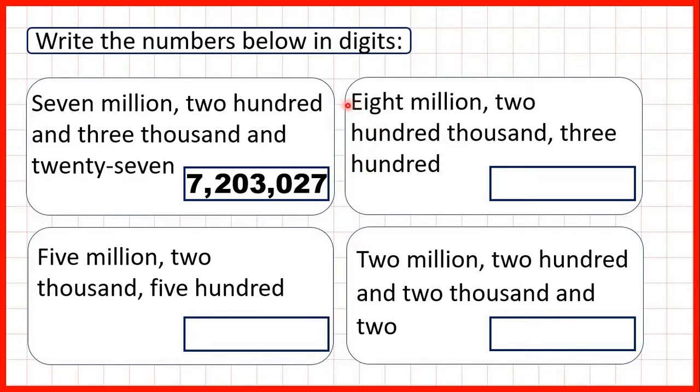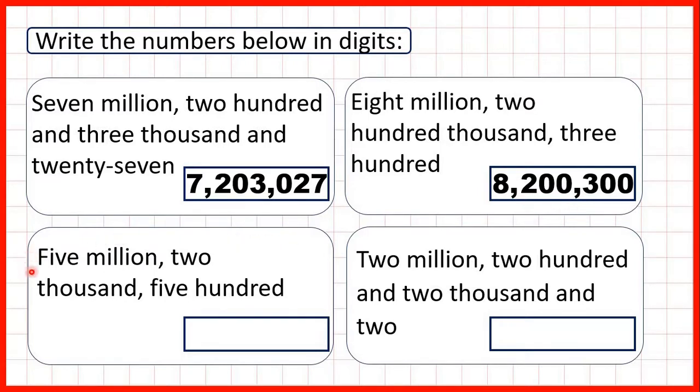Now we have 8,200,300. We read the number and stop at the word million, so we have 8 million, so we write 8 and then a comma. Then we continue reading the number up to the word thousand, and we have 200,000, so we write 200 and then another comma. Then we read the rest of the number after the word thousand. We have 300, so we can write 300 after the second comma.